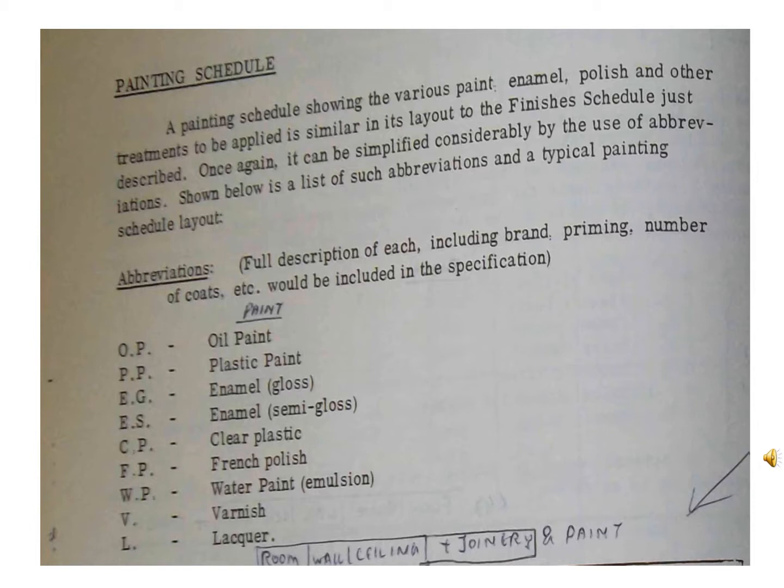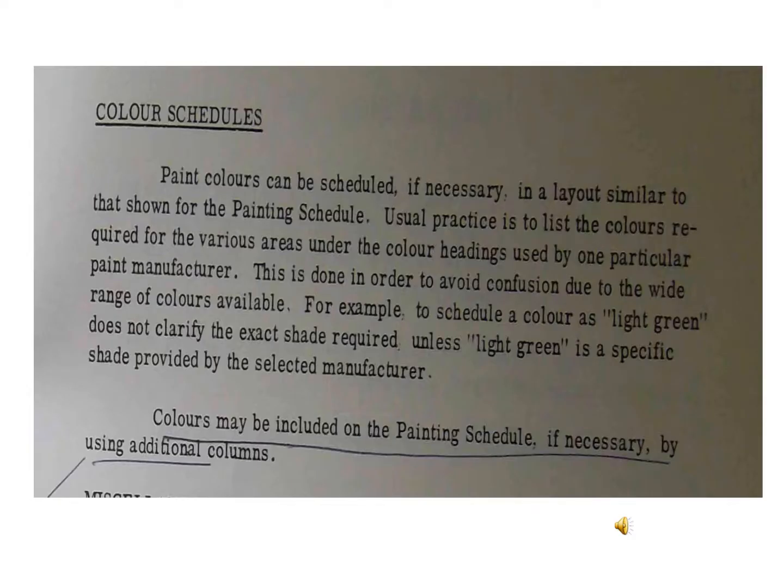If there is a color schedule, the paint color can be scheduled if necessary in a layout similar to the one shown in the painting schedule. The usual practice is to list the colors required for the various areas under the color heading, and you can name a particular paint manufacturer. So the color also has to be included. Color may be scheduled in the painting schedule if necessary by adding additional columns. So you put in the additional column and then you can put the color schedule.